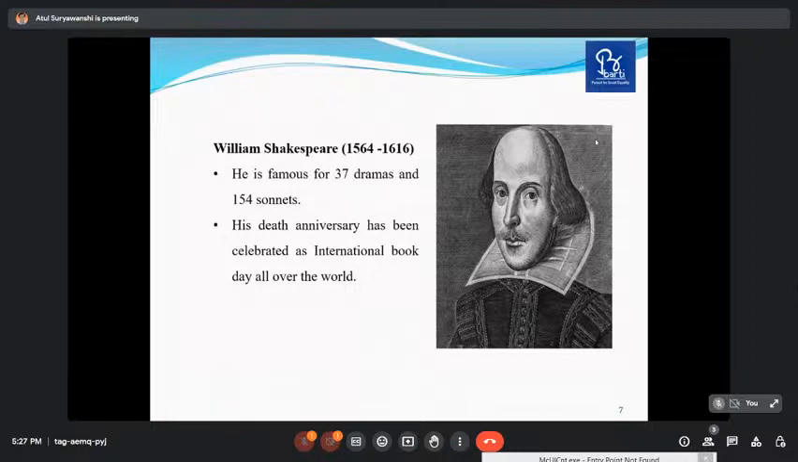His death anniversary is celebrated as International Book Day all over the world, to remember the greatness of William Shakespeare and his contemporary writers. In each and every university in the world, the works of William Shakespeare have been prescribed for detailed study. Shakespeare is an evergreen image in English literature.